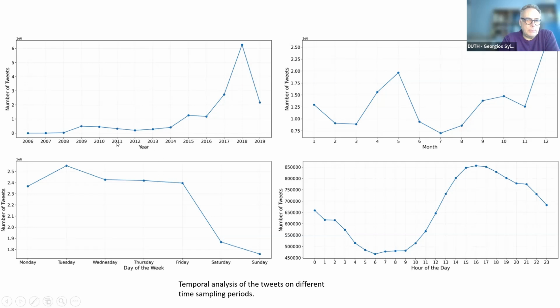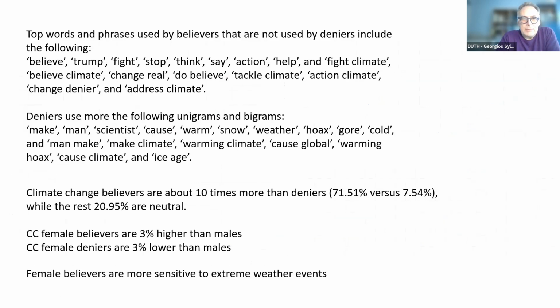So you see most people are tweeting on the working days, and then over the weekend they are not really very active. And what is the time of the day? You see here that most of the people respond to climate change and discuss it at 3 or 4 o'clock in the afternoon, which, if someone looks at the thermal cycle, will understand that these are the most hot hours of the day, especially in the summer.